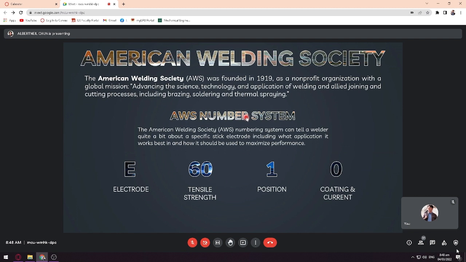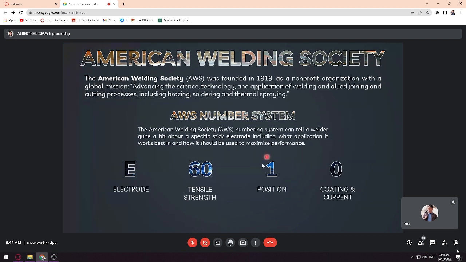So kung familiar kayo sa ginagamit natin na welding rod or yung electrode natin, merong mga nakasulat doon na numbers, and yun yung tinatawag natin na AWS number system. So from there, malalaman natin kung saan ba sila applicable or saan sila pwedeng gamitin, paano yung position ng paggamit sa kanila, ano yung coating, and ano yung current na pwedeng mag-work sa kanila. So for example, ito, meron tayong E6010. Yung E corresponds with the electrode. Yung 60 correspond to the tensile strength. So kapag 60 yan, equivalent yan sa 60,000 PSI.